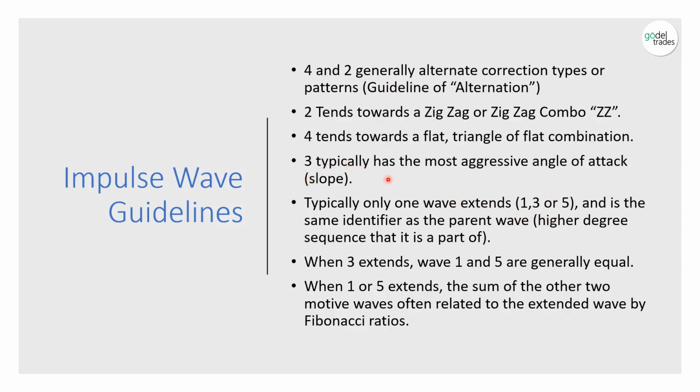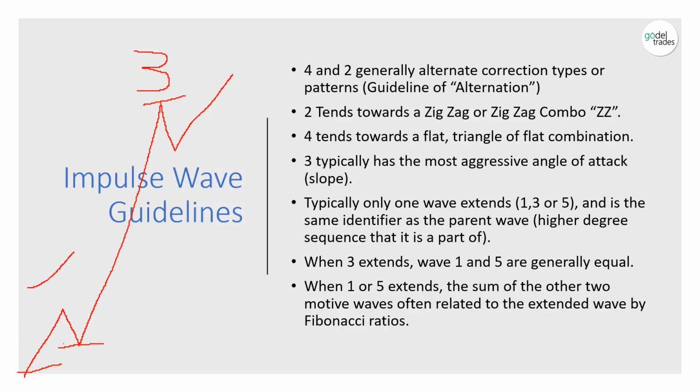Your third wave is typically the most aggressive angle of attack, or slope. So you have 1, 2, 3, 4, 5. This third wave here is usually the most aggressive and widespread move. So you kind of got early adopters coming in here, double bottom chasers. Then you get this widespread participation in wave 3, then a correction, and then wave 5 is your widespread distribution.